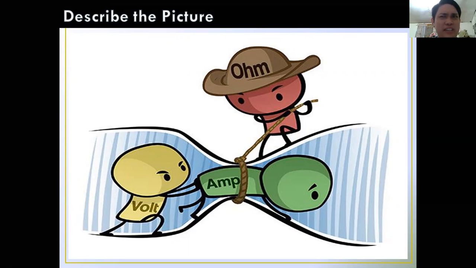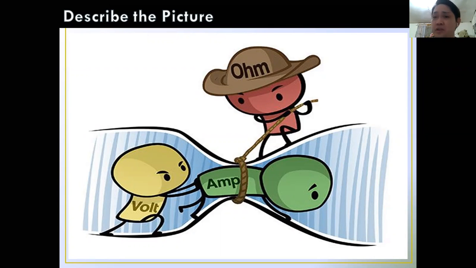What is the picture all about? If anybody of you has observed three persons in the illustrations, then you're right. The three persons represent volt, amp, and ohm. Meaning to say, the three persons represent the electrical quantities. So we have the volt, we have the amp, and we have the ohm.